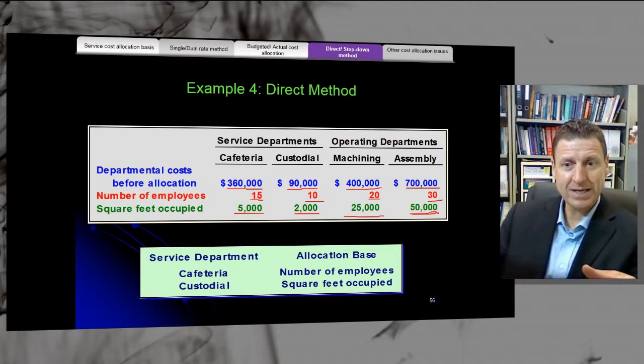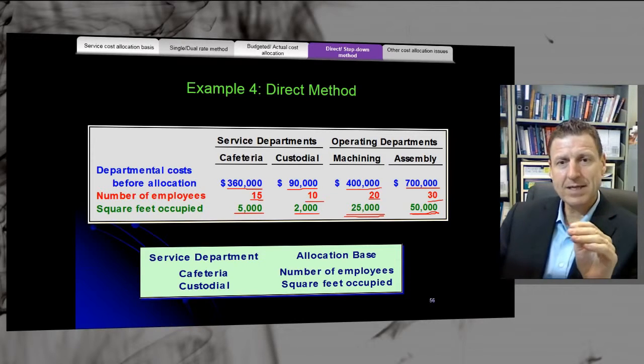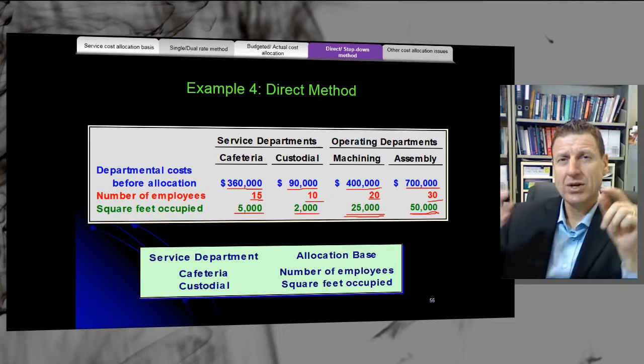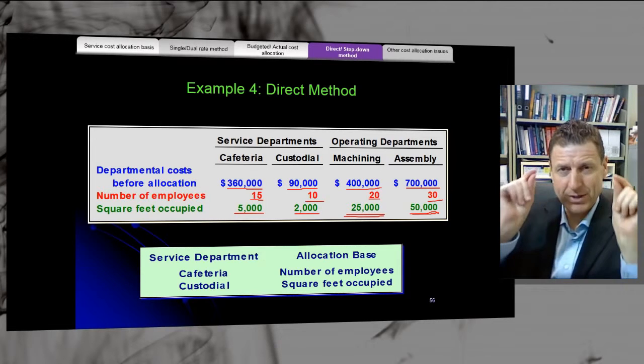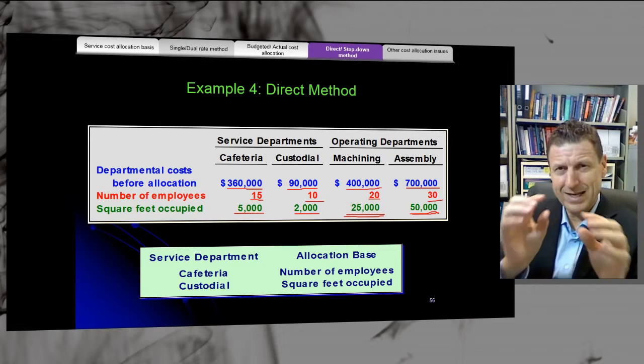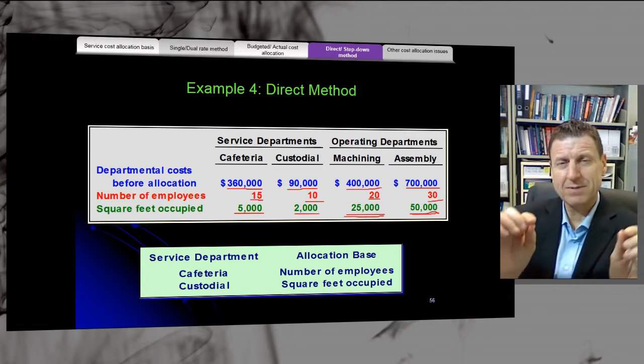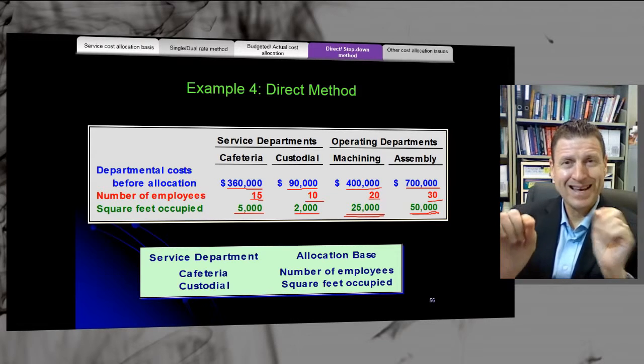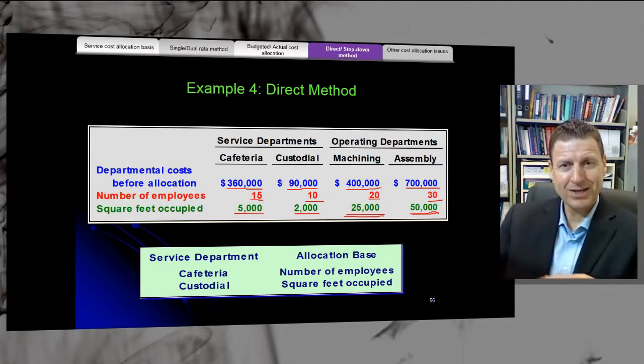Compared to machining, it's only 25,000 feet. So you can imagine that assembly is going to get a larger proportion of the custodial resources than machining. So even before you start to do calculations, you need to think. Step one, you need to think: what is the nature of the relationship in terms of the resources that are likely to be consumed from the service departments by the operating departments? And then that will help guide you in terms of the choice of the allocation base.